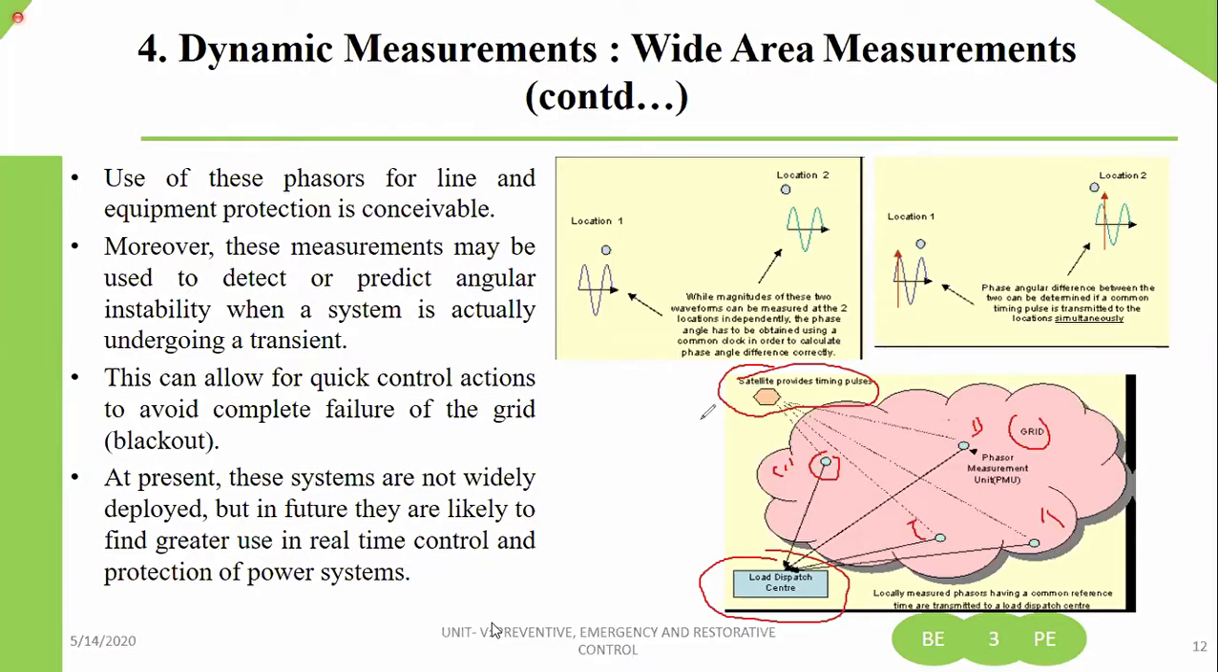What advantages does dynamic measurement have? Now you can measure through a satellite the power P1, V1, Q1, Q2, V1, V2, similarly for all, and the additional advantage is that it will also measure del 1 and del 2. All angular or phase angular differences you can measure as del. This uses the satellite, which provides the timing pulses. This is how we measure. Locally measured phasors having a common reference time are transmitted to the load dispatch center.